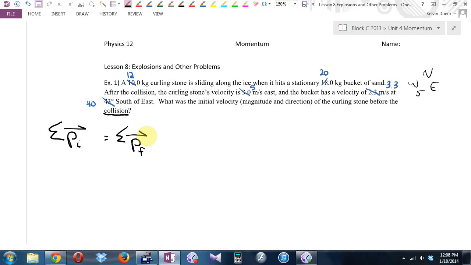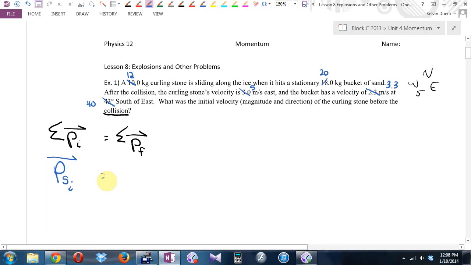Before the collision, what's moving? The stone, the bucket, or both? Momentum, I'll use S for stone initial. Wham, they collide. After the collision, what's moving? The stone, the bucket, or both?